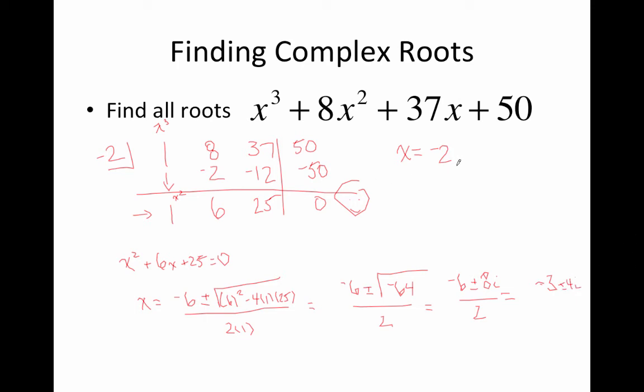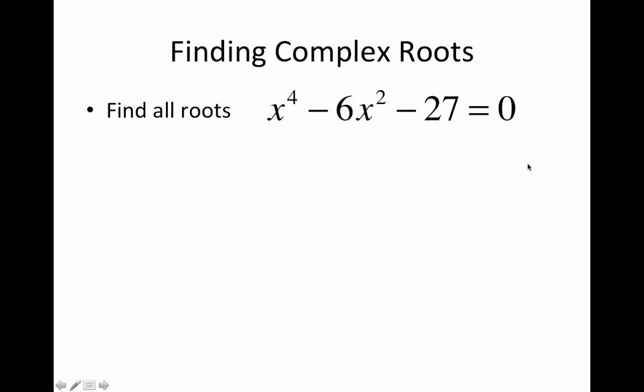So there you have it. We still have three answers. There's one real answer, which is negative 2. Then we have negative 3 plus 4i and negative 3 minus 4i. Okay, let's just try one more. This is a really different one. Okay, x to the fourth minus 6x squared minus 27 equals 0.